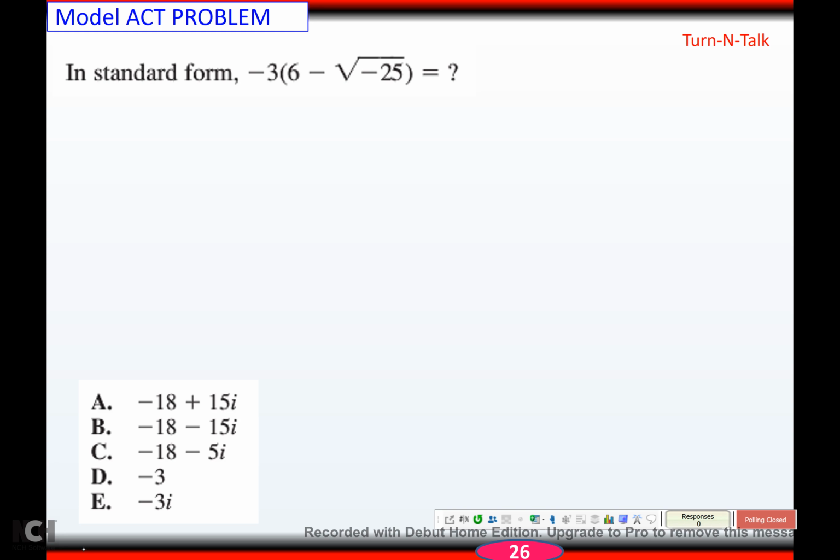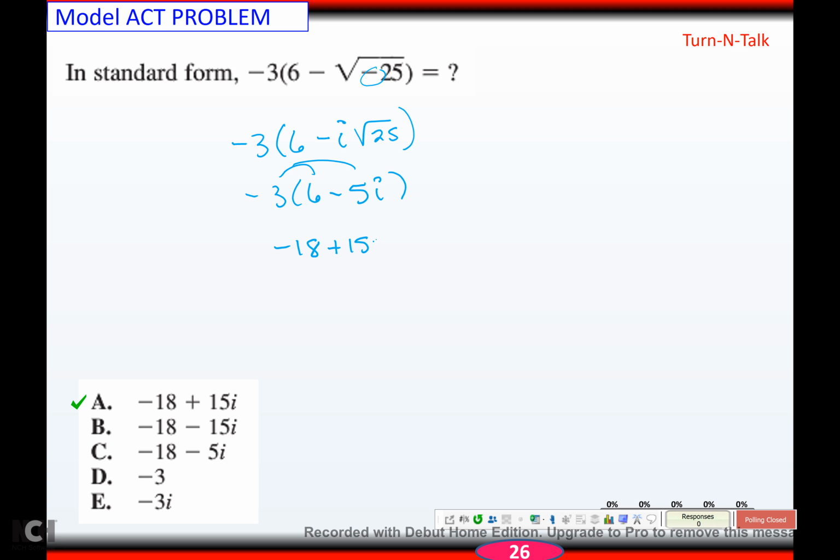Alright. You try one, hit pause, come back when you're ready. And hopefully you got A. They want me to do, first of all, I never work a problem with a negative under a radical, so I always rewrite it first. That's going to be minus i square roots of 25. And then inside parentheses first, square root of 25 is 5. So I have 6 minus 5i inside. Now distribute my negative 3 times 6 is negative 18 times negative 5i is positive 15i.